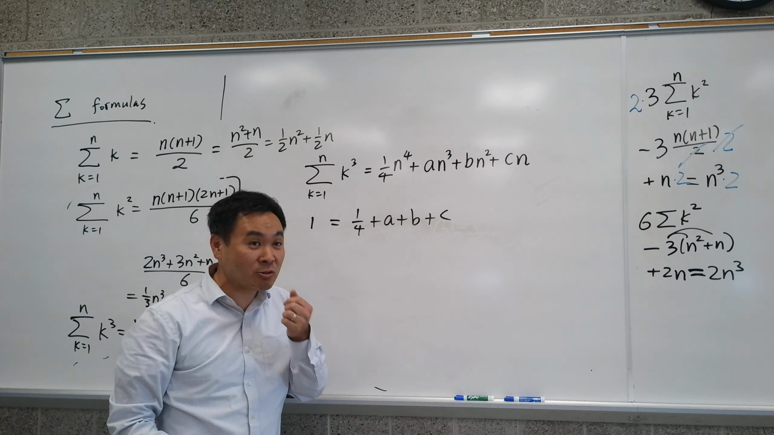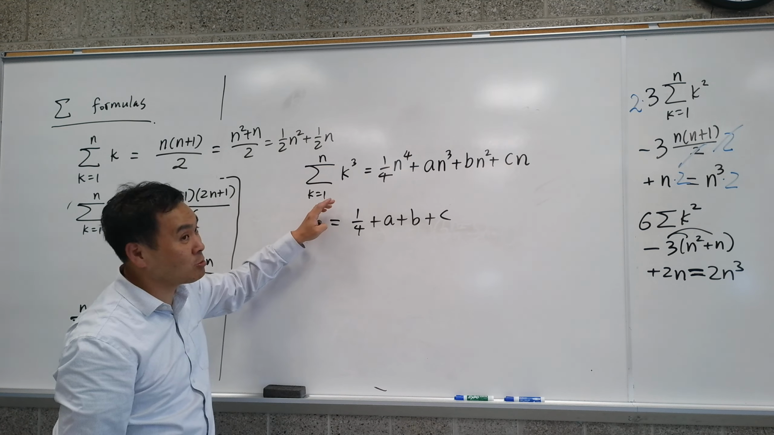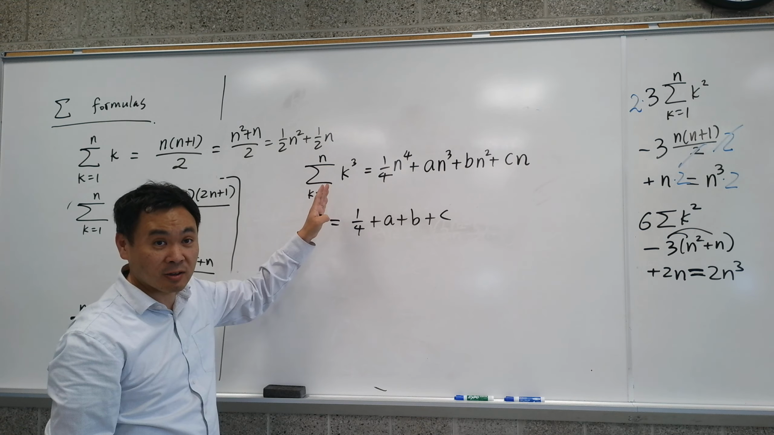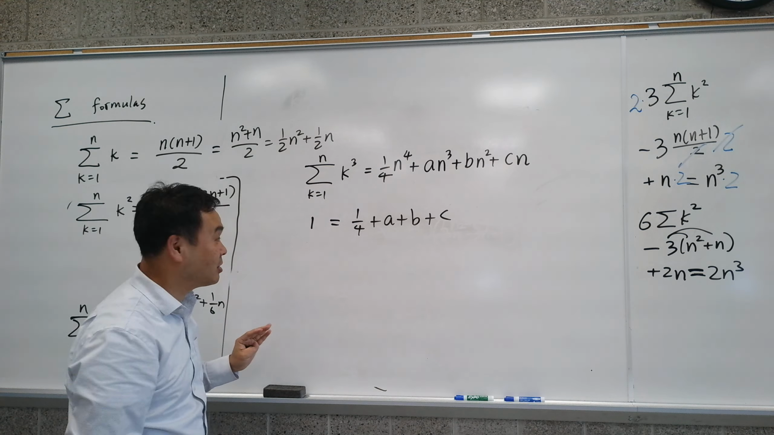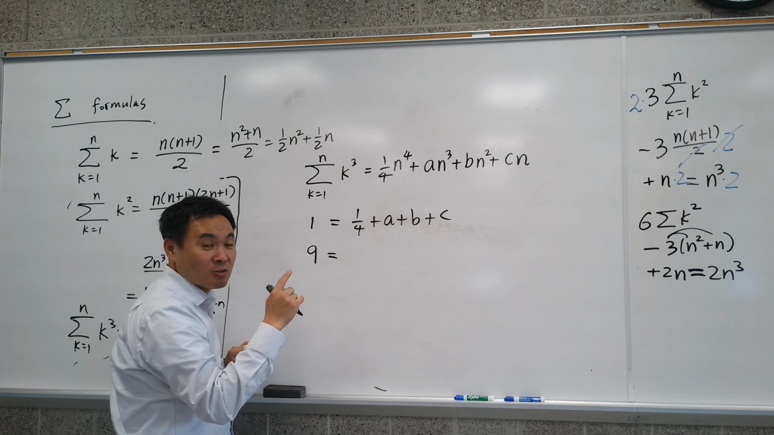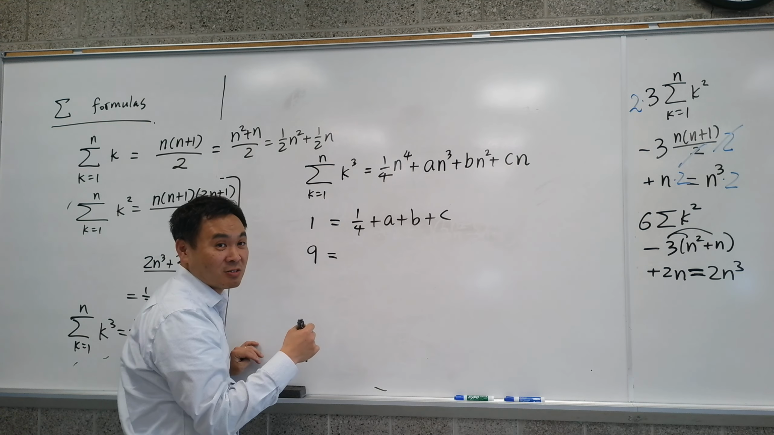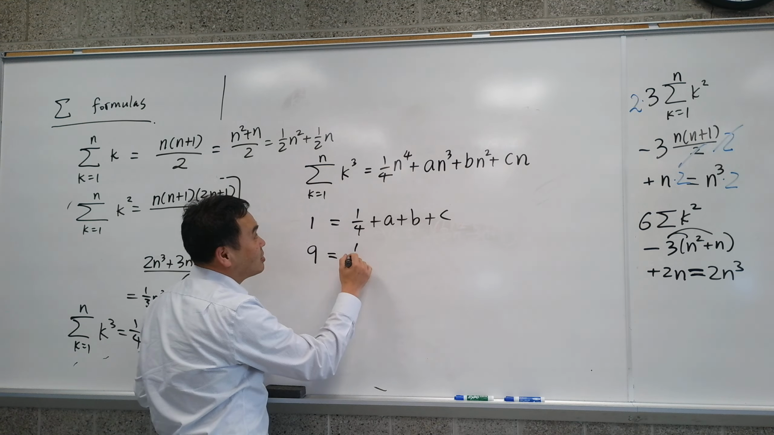Now the next one is n equals 2, right? What's the value on the left side if I have n equals 2? N equals 2 means 1 cubed plus 2 cubed, right? So what's that? 9, right? 2 cubed is 8, 8 plus 1 is 9, right? So you have 9 equals 2 to the 4th is 16, so 16 divided by 4 is 4, plus 8a plus 4b plus 2c. Okay?